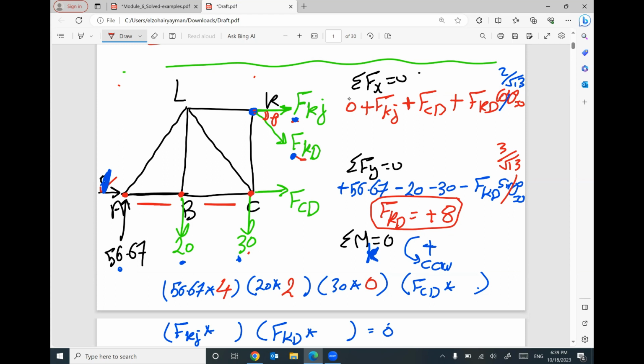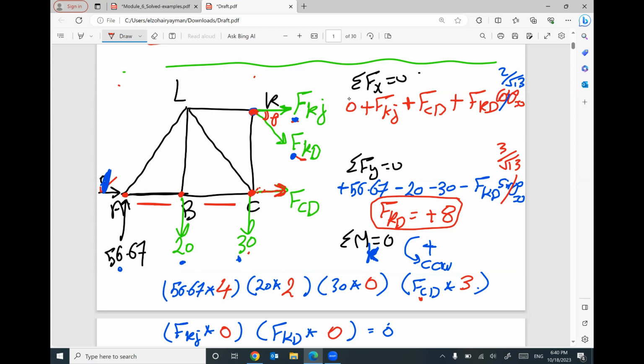Why are you asking for horizontal? Because your 30 is a vertical force, so your distance must be horizontal. What is the horizontal distance between point C and the point K? We don't have horizontal distance, 0. What is the vertical distance between FCD and the K? Why vertical distance? Because your force is horizontal. So the vertical distance equals 3. What is the distance between FKJ and the K? 0. What is the distance between FKD and the K? 0.